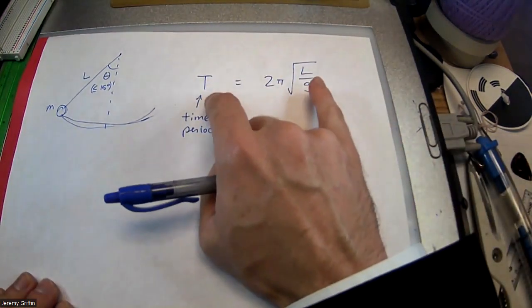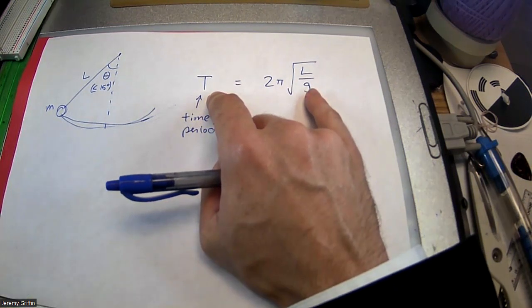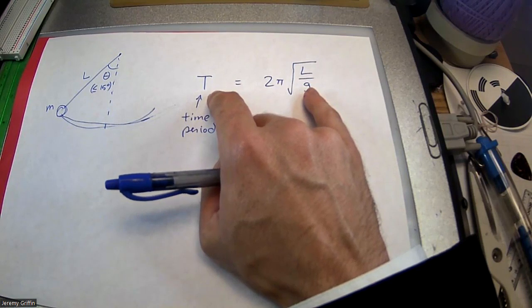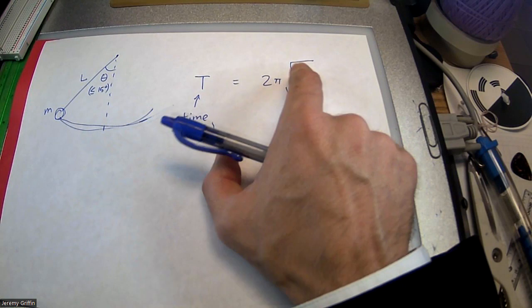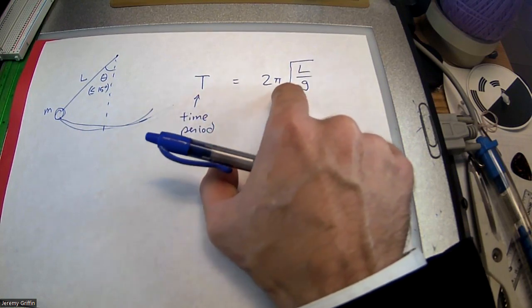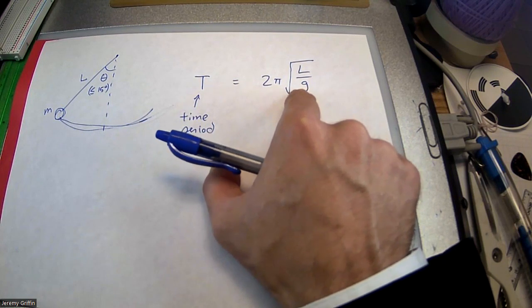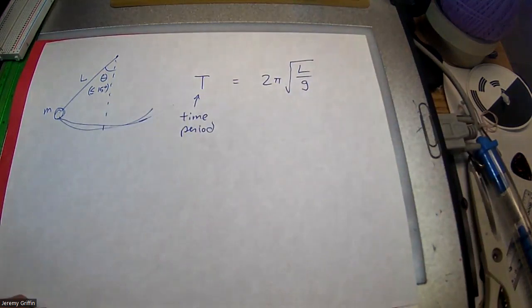And remember, AP likes to ask questions around something to do with graphs. You see a lot of proportional questions, like if you make the length 4 times as long, wouldn't that double the time period? Or what if you had 4 times the gravity field? Wouldn't that be half the time period? So be able to do that.